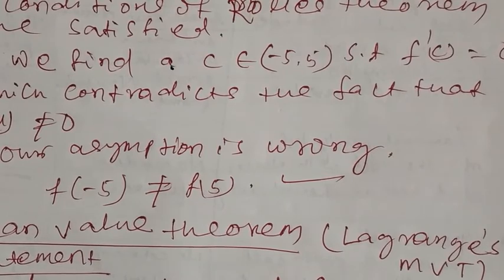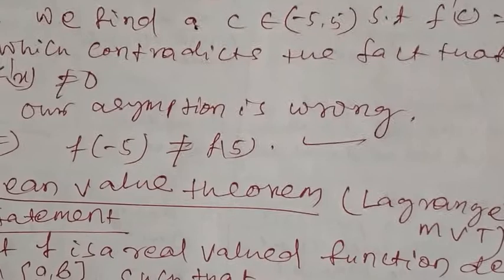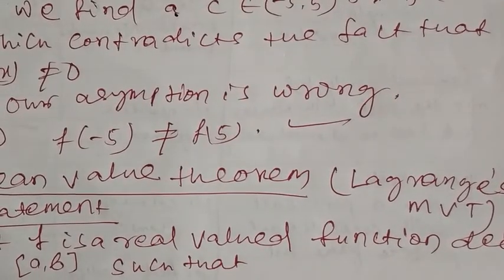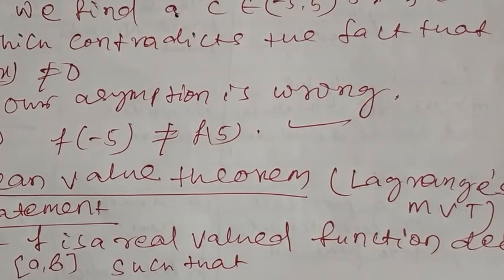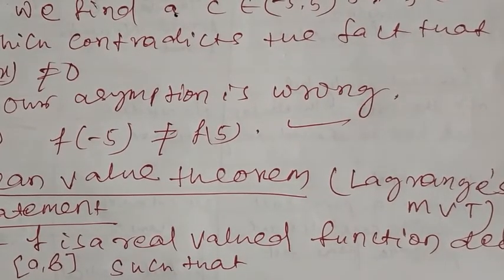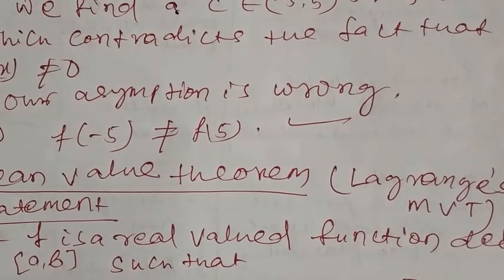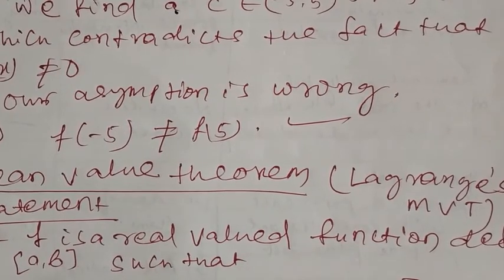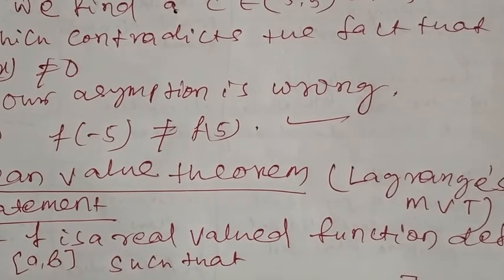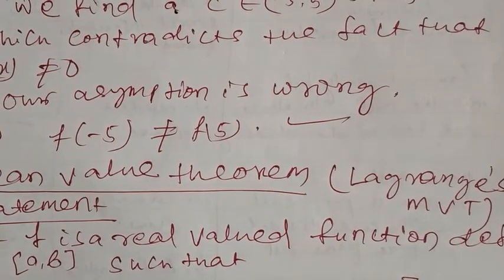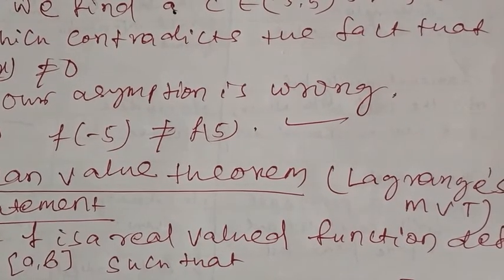Defined on closed interval AB such that it satisfies the following conditions. F is continuous on closed interval AB. And the second condition is F is differentiable on open interval AB. Okay. Here there are two conditions. Third condition is not there.